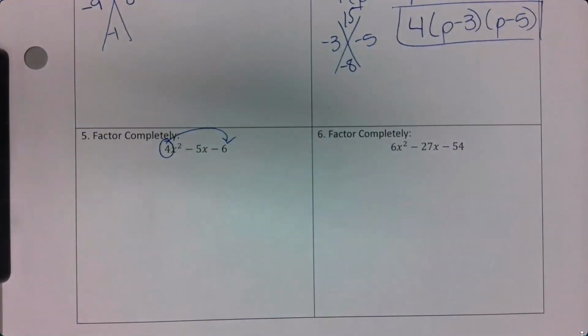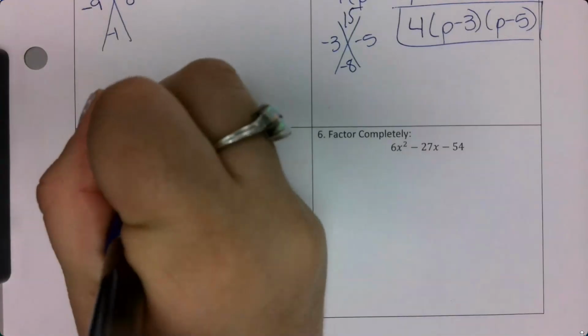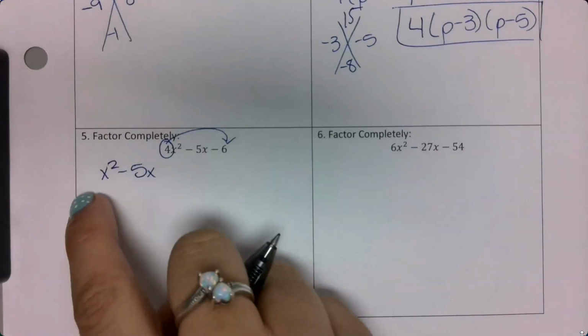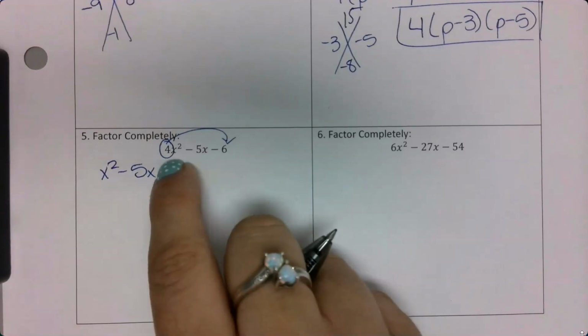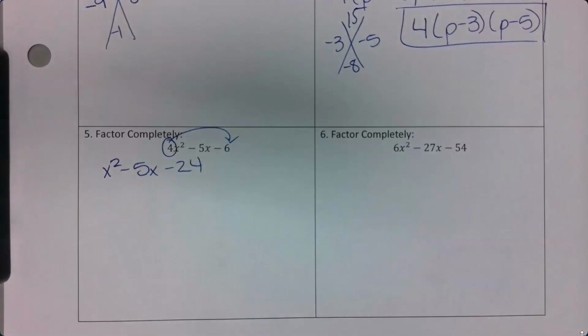So to slide and divide, I want to take my coefficient from out front, and I'm going to do x squared minus 5x, that part. So my coefficient moves. And then I'm going to take the 4 and multiply it by the -6, which is going to give me -24 at the end.